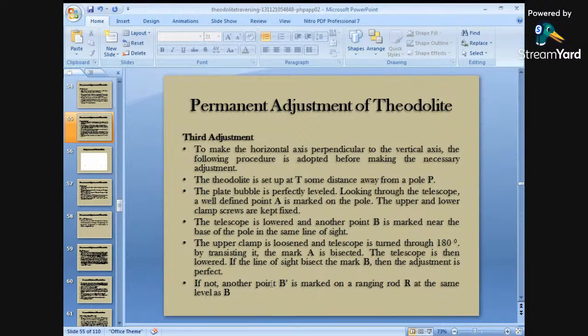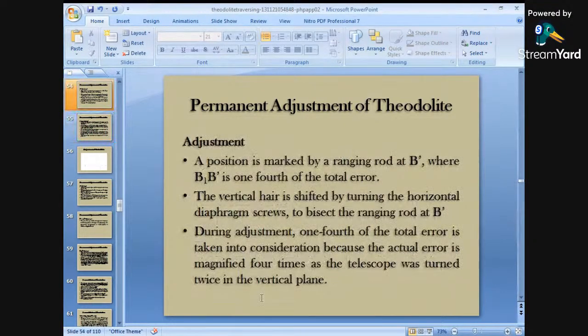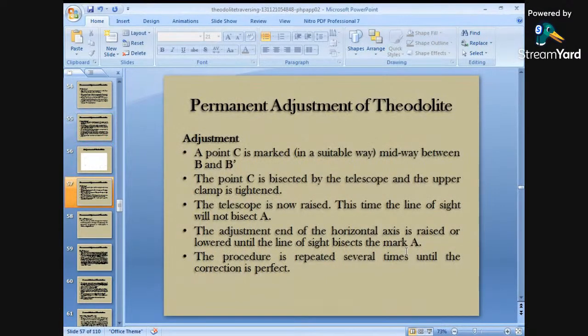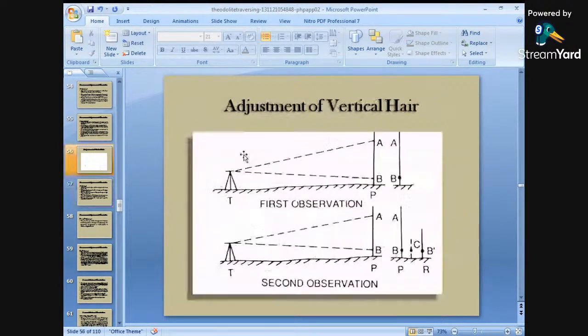If not, another point B dash has been marked on the ranging rod. Suppose it is not matching with B, what you have to do is mark a point B dash on the same level as B. Now how to adjust this? Point C is marked midway between B and B dash. Suppose B is somewhere here and B dash is somewhere here, so you have to mark midway between these two points as your point C.